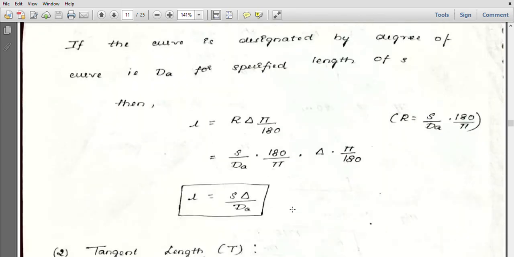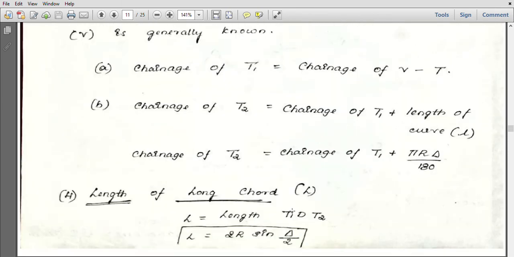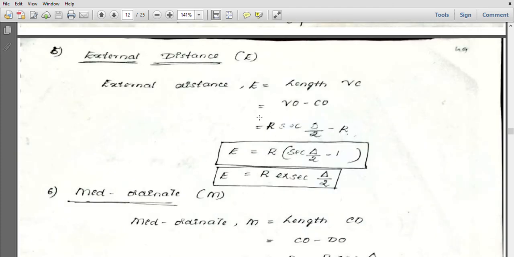Therefore, this can be written as external distance is equal to R into secant delta by 2 minus R. So in the external distance, R is common, take it outside. So secant delta by 2 minus 1. So this is written as E is equal to R into (secant delta by 2 minus 1). So this is the formula to calculate external distance.